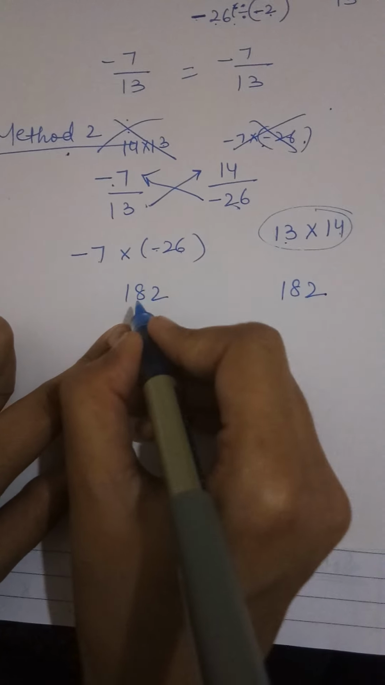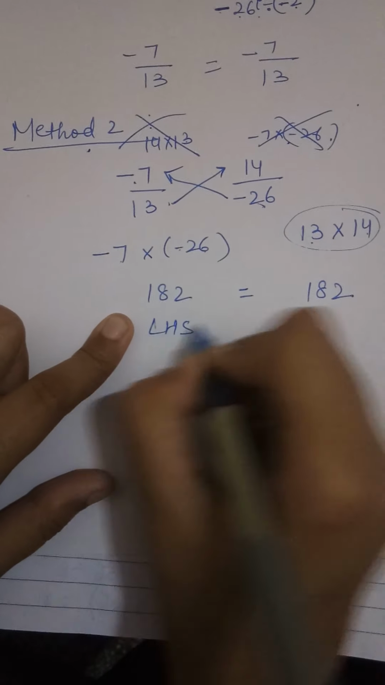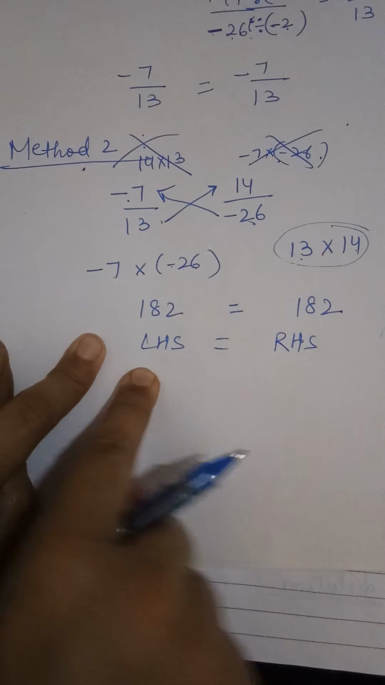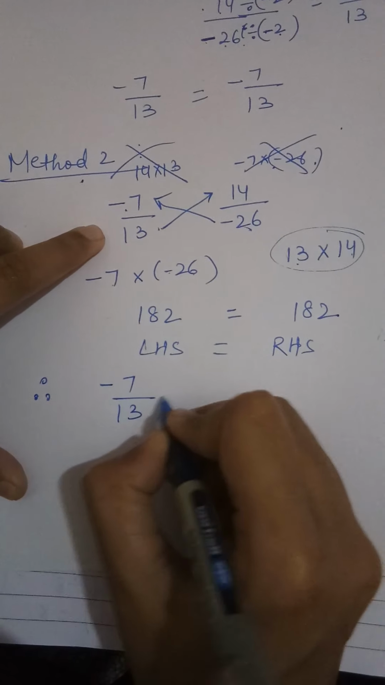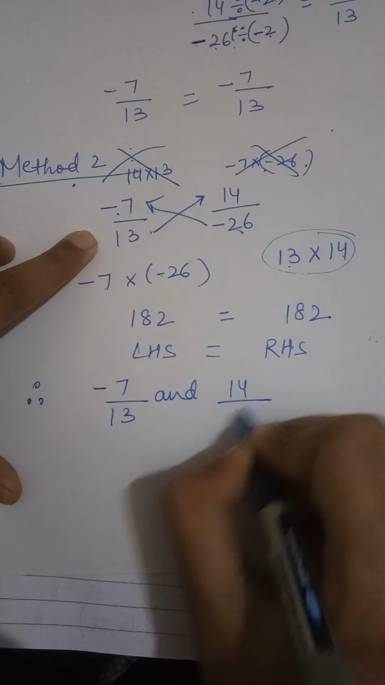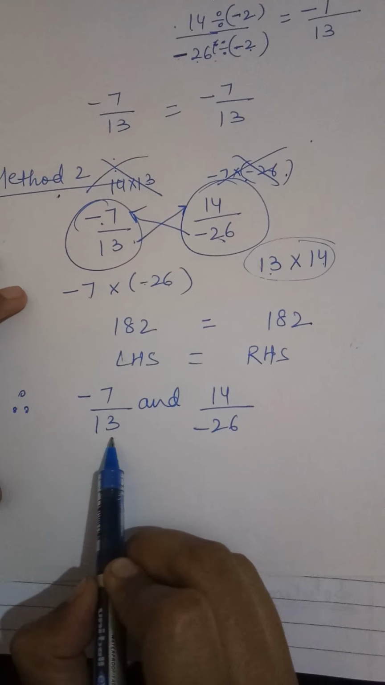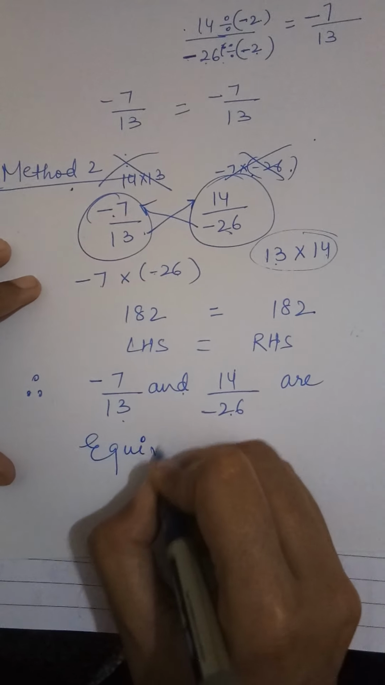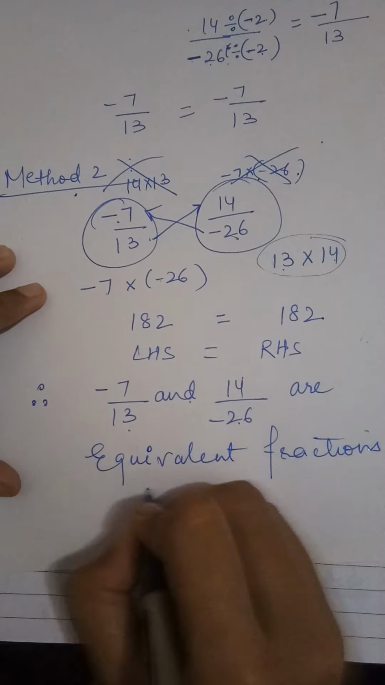Now you can see that these two values are equal. That means my left hand side is equal to right hand side. If these two values are equal, left hand side is equal to right hand side. Therefore, minus 7 upon 13 and 14 upon minus 26, we were talking about these two only. So minus 7 upon 13 and 14 upon minus 26 are equivalent fractions. So that's how you are going to find out.